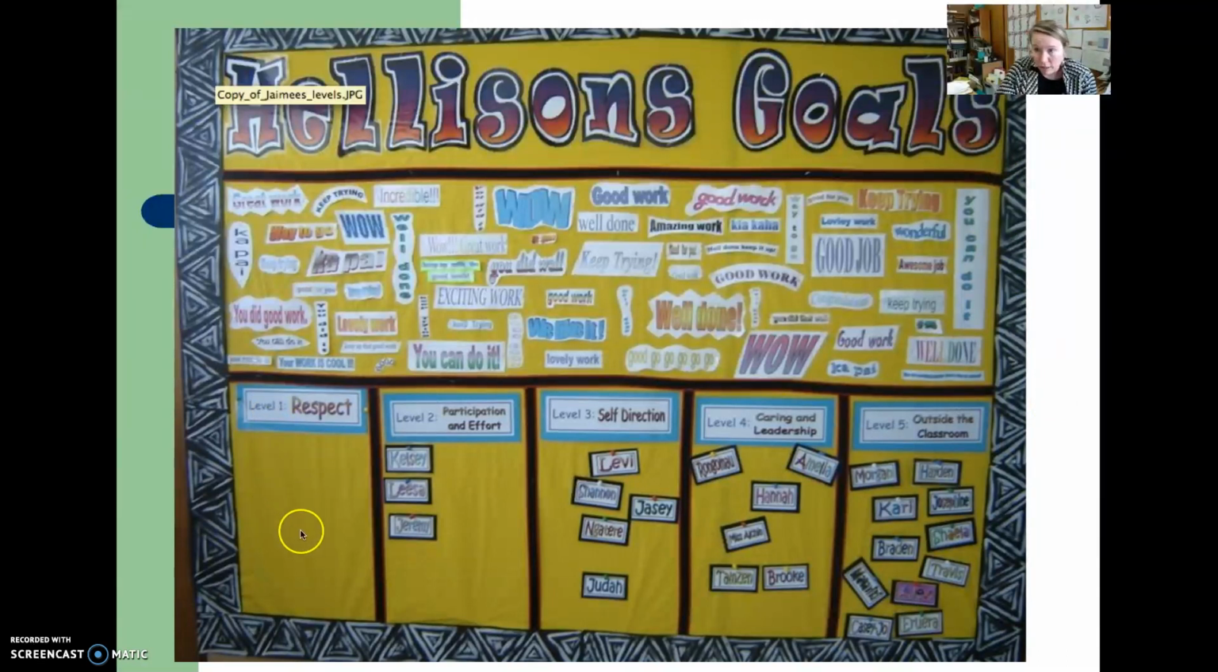Level 1 is respect for those things, level 2 is participation and effort, then self-direction, caring and leadership, and sort of moving towards using those outside the classroom.